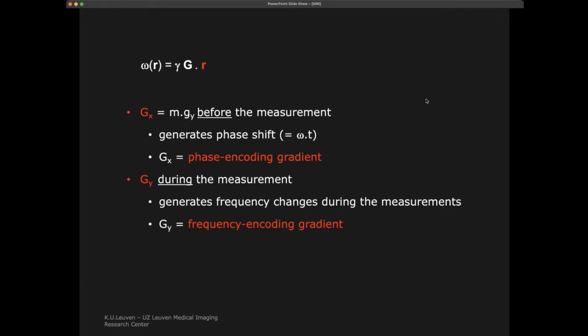So important, to repeat again, keep in mind that the phase encoding gradient we do before we measure and for a certain amount of time. And the frequency encoding gradient we put on during the measurement. As long as we measure, this has to be on, because that's the one that changes the frequency.